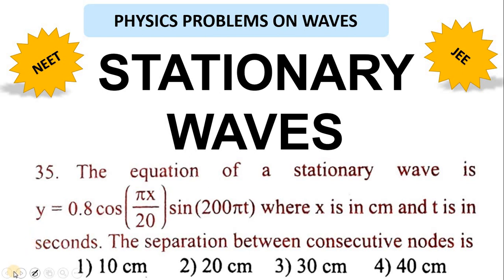So hello students, in this video we are going to solve a question of stationary waves in which the equation of the stationary wave is given like this: y is equal to 0.8 cos pi x by 20 sine 200 pi t, and we have to find out the separation between the consecutive nodes. Let us look at the question.